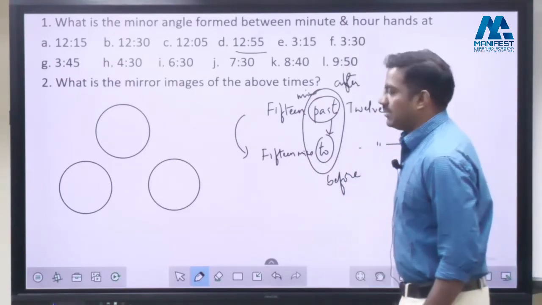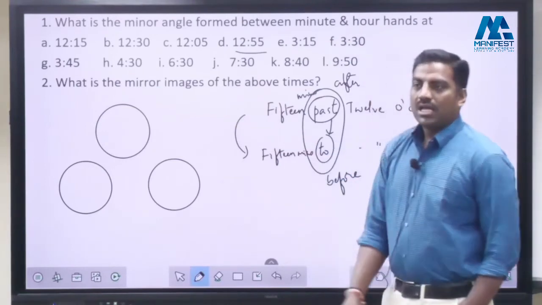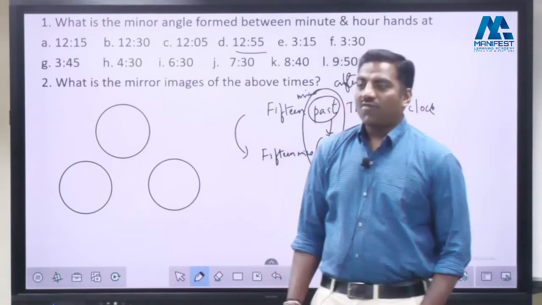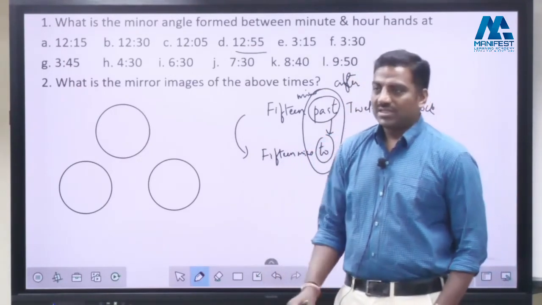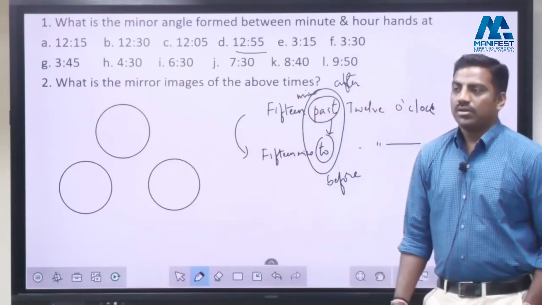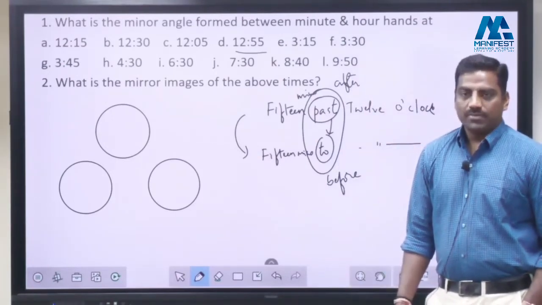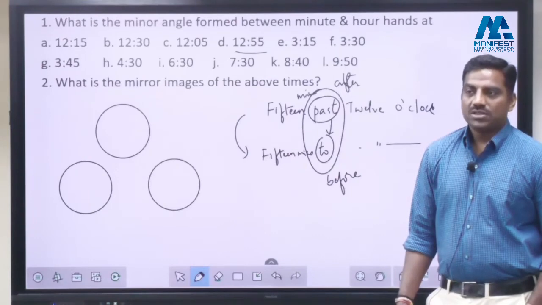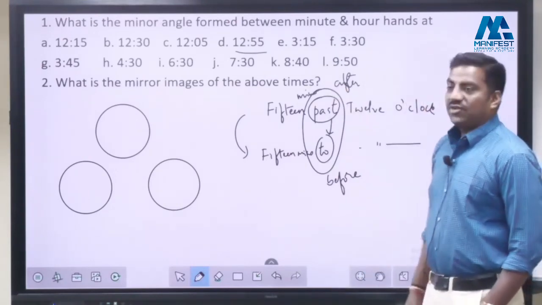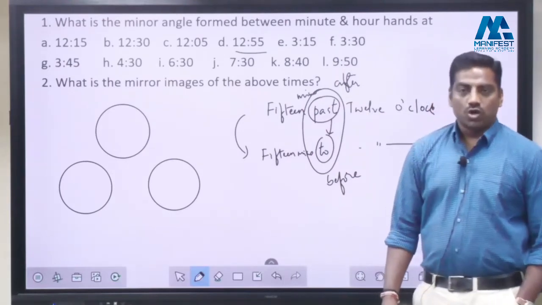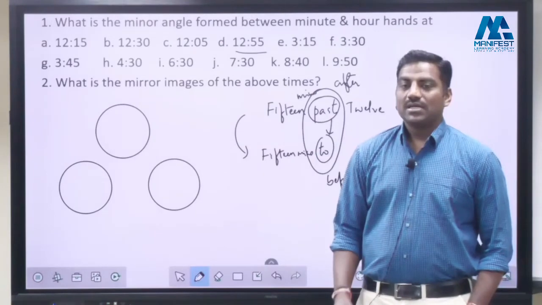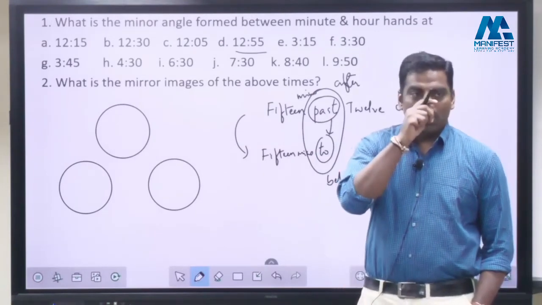11:45. Done. Similarly, 12:30, half past 12. So half to 12 or half before 12 is 11:30, simple. 12:05 is 5 minutes past 12, so 5 minutes before 12 is how much? 11:55. Done. 12:55 is 55 minutes past 12 o'clock, so 55 minutes before 12 o'clock is 11:05.